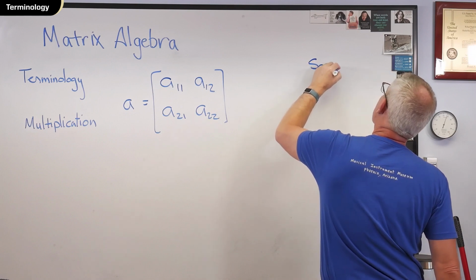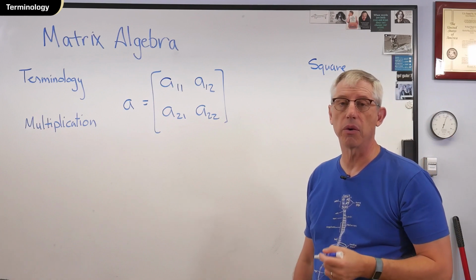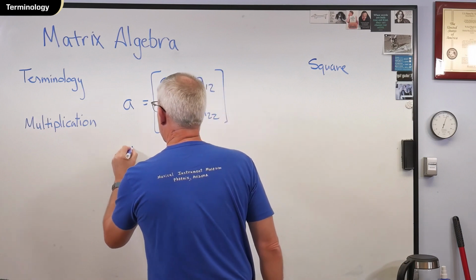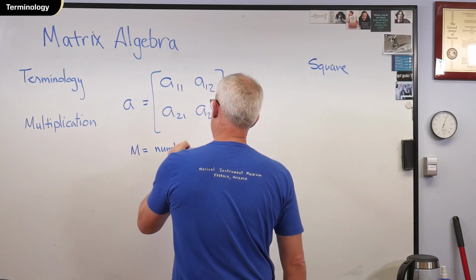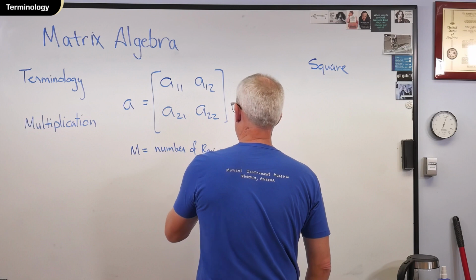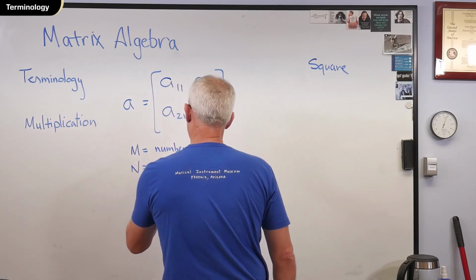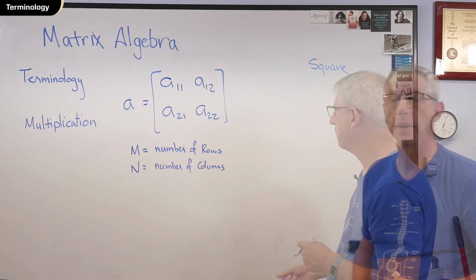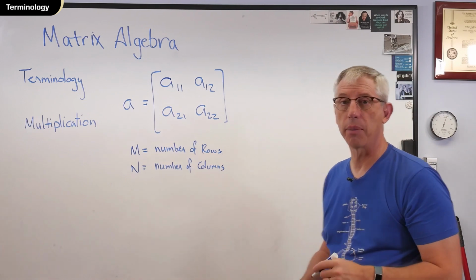First thing you'll hear about probably is a square matrix. A square matrix is one that has the same number of rows and columns. So let's say M equals the number of rows, and N is the number of columns. You'll see this terminology used quite a bit. And square just means N equals M. Capital N equals capital M.